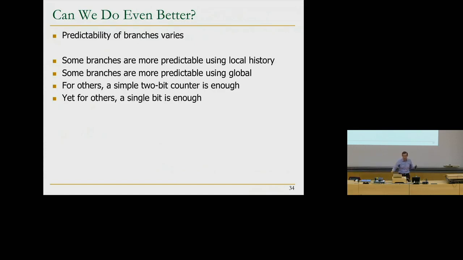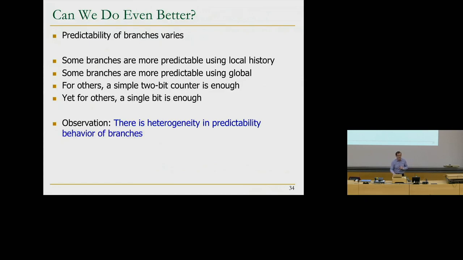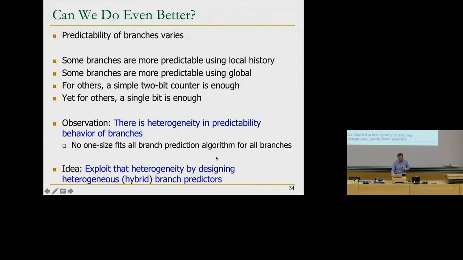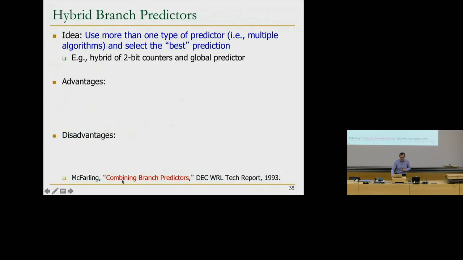So there's a lot of heterogeneity in the predictability behavior of the branches. And people have realized that, as a result, existing branch predictors are very, very heterogeneous because there's no one-size-fits-all branch prediction algorithm for all branches. And the idea is very simple. That's actually proposed by the reading assignment that you have. You exploit this heterogeneity by designing heterogeneous or hybrid branch predictors. It's a very simple idea.